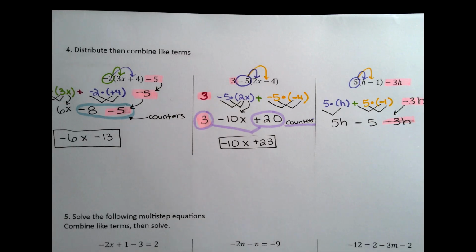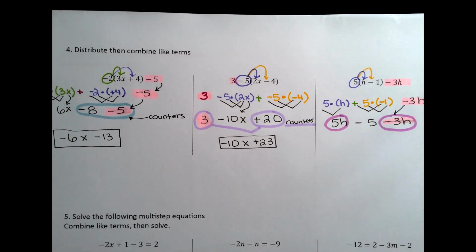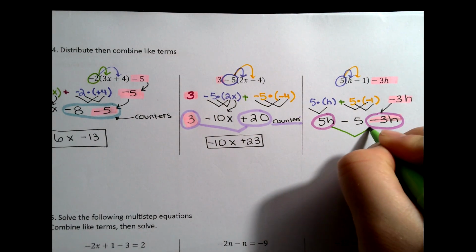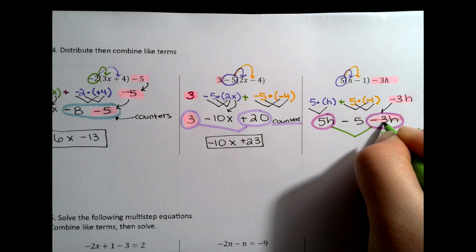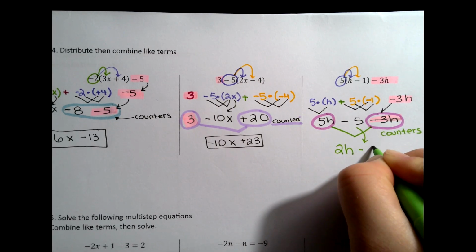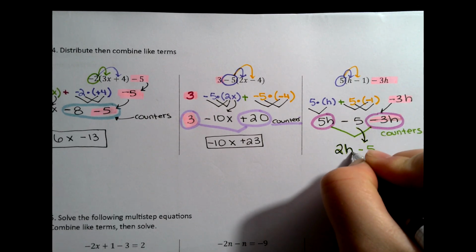Okay, now we're looking for like terms that either share the exact same letter or don't have any letters at all. So in this example, I'm actually noticing that I have H and I have H. So my like terms do share a variable, do share a letter. And so here again, we're going to be using counters. And we're just saying 5, take away 3, which is 2 H's, and then we bring down the minus 5. So 2H minus 5.